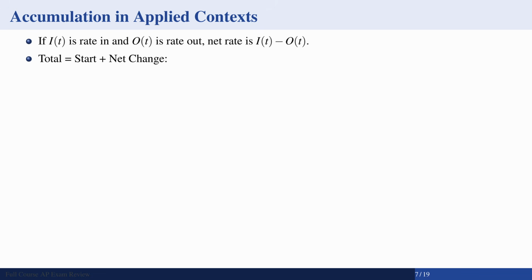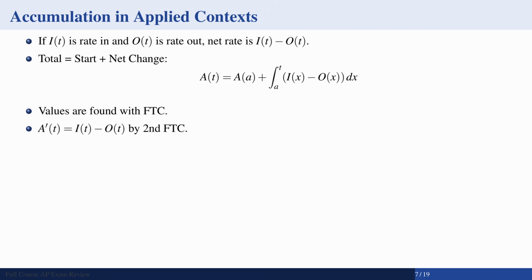The total that you end up with is going to be the amount you start with plus the net change. If we write that as an integral, A of t equals capital A of lowercase a, the amount you're starting with, plus the integral from a to t of I of x minus O of x, the overall rate of change, dx. This is really similar to finding position from velocity, right? It's just where you start plus your displacement, in a different context. The values that you get are going to be found using the fundamental theorem, maybe graphically, maybe with a calculator. By the second fundamental theorem, A prime is going to be I of t minus O of t, which is just the rate in minus the rate out.